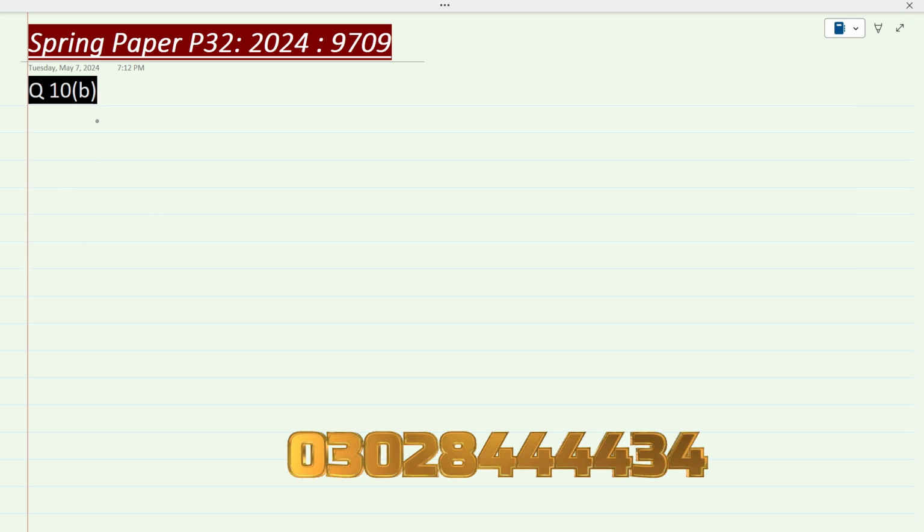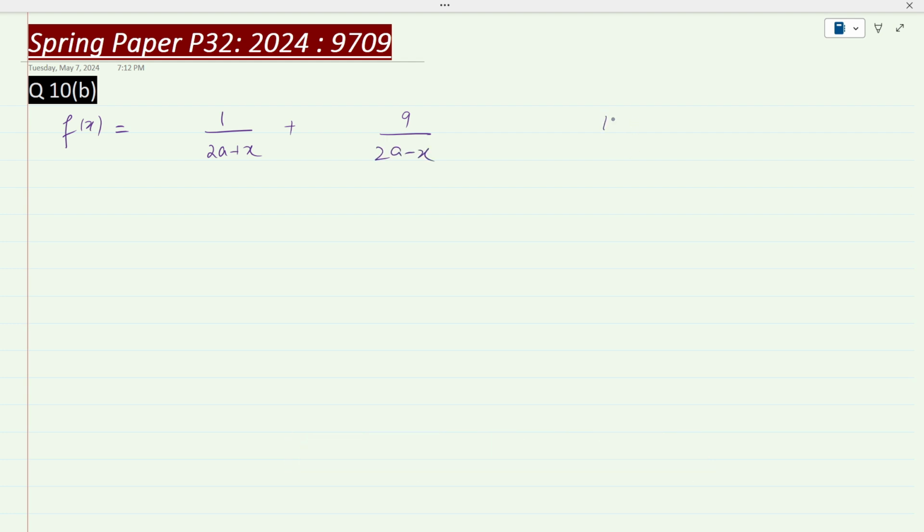Okay, now part B. First of all, let's write down the expression f of x, which we have just converted into partial fractions: 1 over 2a plus x, plus 9 over 2a minus x, then minus 16 over 5a minus 2x. We are supposed to do the integration of the left hand side as well as the right hand side. It means integration of each and every term on the right hand side.